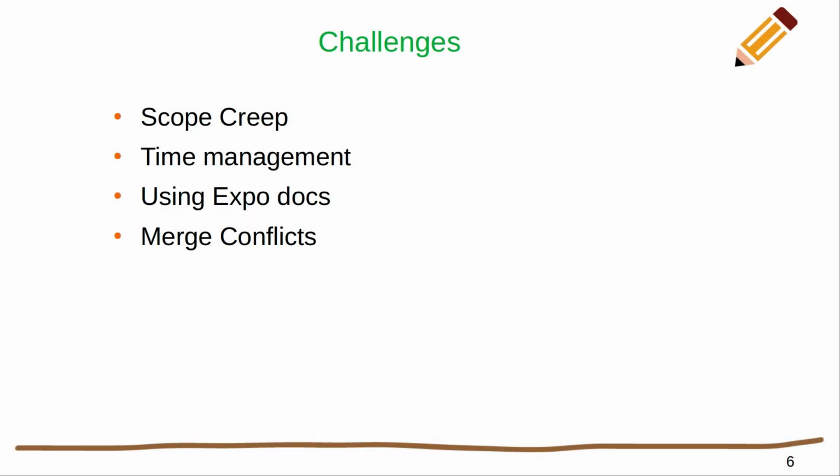We experienced a number of challenges during the project. We had to adjust our plans to cope with scope creep and with things taking longer than we expected. We were also slowed down by some less than satisfactory documentation, I'm looking at you, Expo Docs, and by the inevitable merge conflicts that come from 6 people all working on a small app with very tight deadlines.